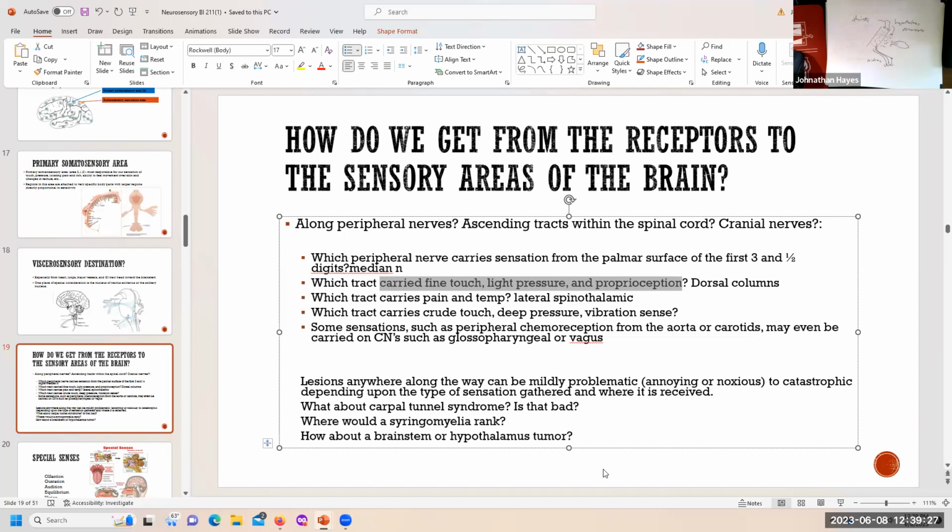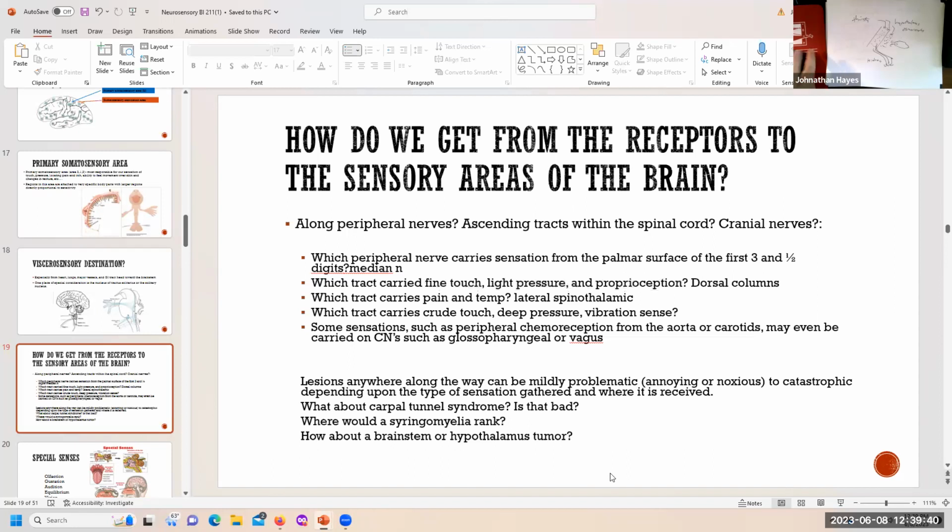So again, when you're learning neuro, it's a lot about localizing lesions, right? And you can do that. The more tools you have, you can really get it narrowed down pretty far. But still, it takes a lot of thinking, I guess. Let's see. Lesions anywhere along the way could be mildly problematic to catastrophic, depending on the type of sensation gathered, where it's received. So what about carpal tunnel syndrome?